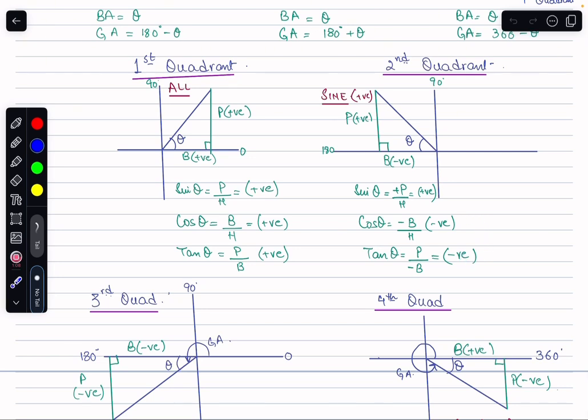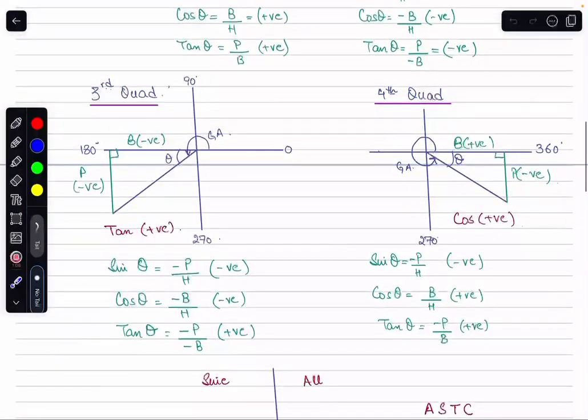So what we have seen is that cosine and tangent in the second quadrant have a negative sign, but our sine theta is positive. Therefore, in the second quadrant, I can say that our sine ratio is going to be positive, and cosine and tangent ratios in the second quadrant between 90 and 180 shall be negative values. The third quadrant.